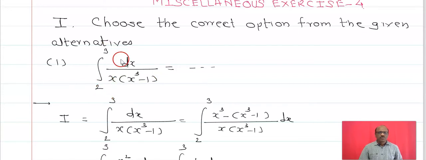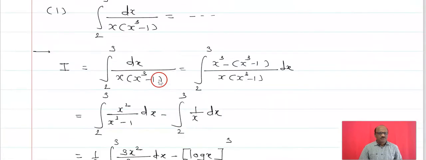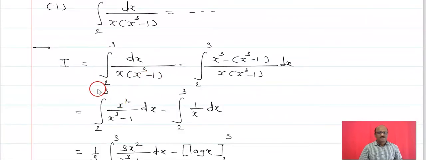Now integral 2 to 3 dx upon x into in bracket x cube minus 1. To solve this integral, I is equal to the integral from the lower limit 2 to upper limit 3 of dx upon x into (x cube minus 1). We will adjust here plus x cube and minus x cube.